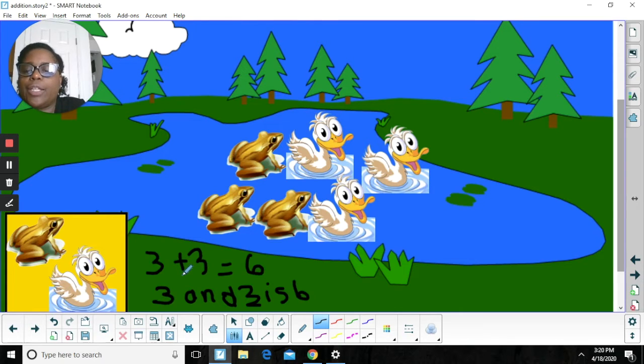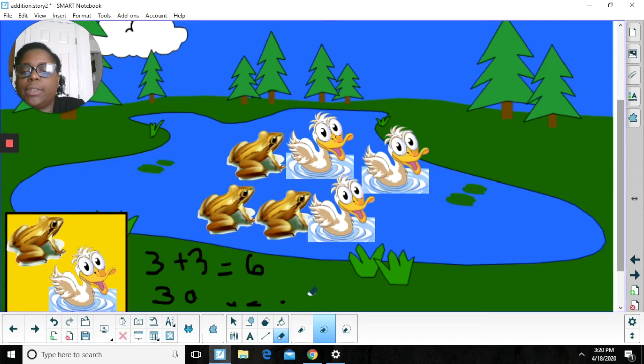Here's your plus sign. You know your plus sign means to put groups of objects together, and we did that up here. If you remember, those 3 frogs were over here, and then those 3 ducks were way over here, and we put the groups together to determine how many we had all together, okay? And our sum was 6. All right. You're doing a good job following along.